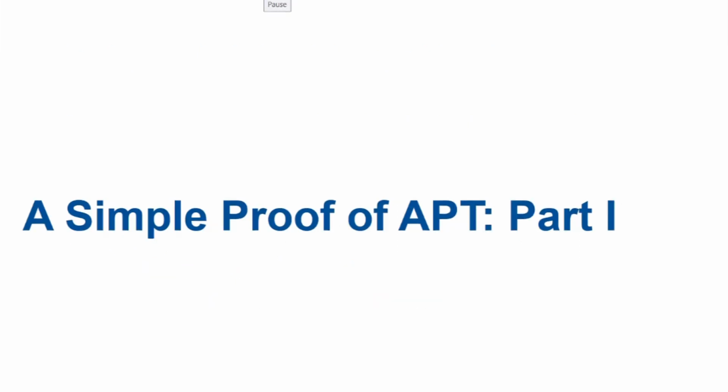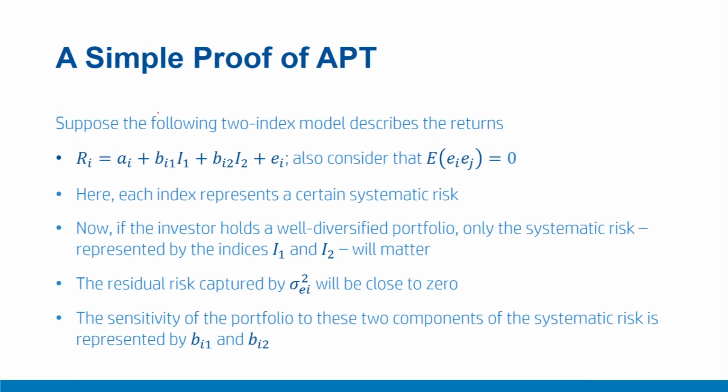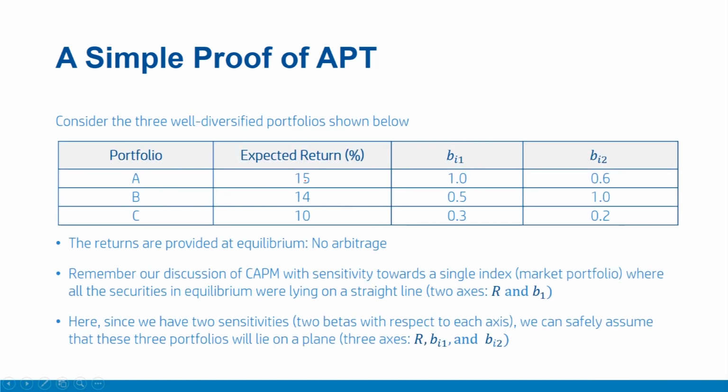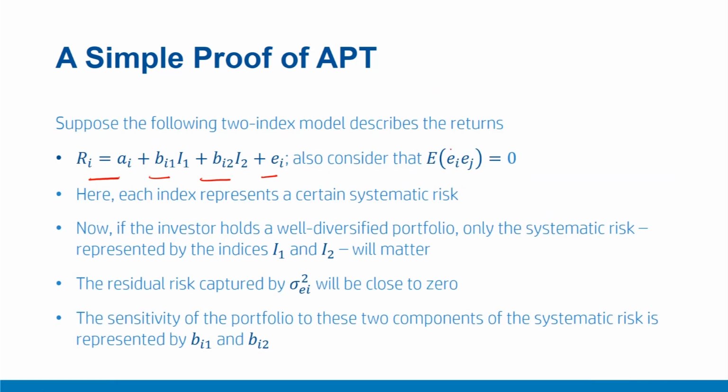A simple proof of APT, part 1. In this video, we will discuss a simple visual proof of arbitrage pricing theory, APT. Let us consider a simple two-index model shown here, that is Ri equal to alpha i plus Bi1 into I1 plus Bi2 into I2 plus Ei. In this model, we also know, based on the assumptions, that the expectation of Ei Ej is 0. That means Ei and Ej are not correlated.